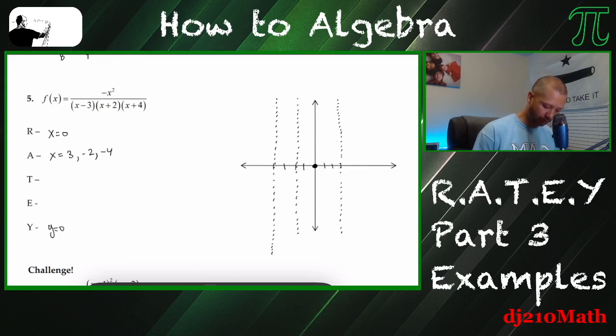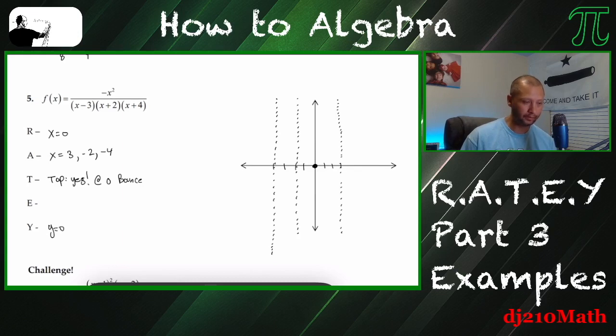Is there a square term in the top? Yes, there is. And it's at 0. So at 0, we know the branch is going to bounce. So we know it's going to bounce. That's what answering yes to the top means. The bottom, there are none. So at the vertical asymptotes, the branches are going to be opposite of each other. So it's kind of nice to know.